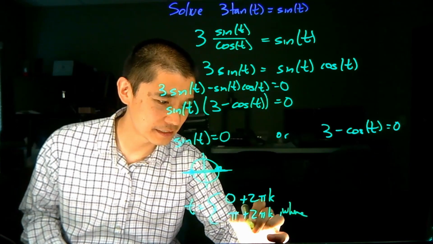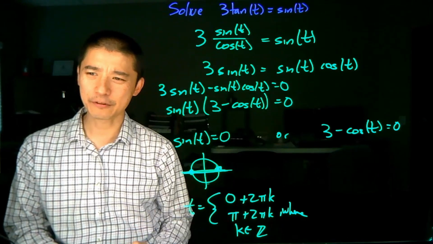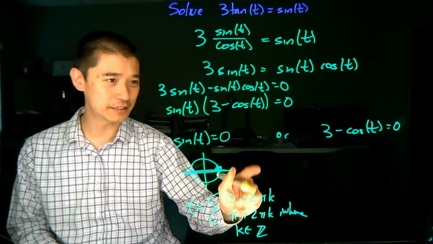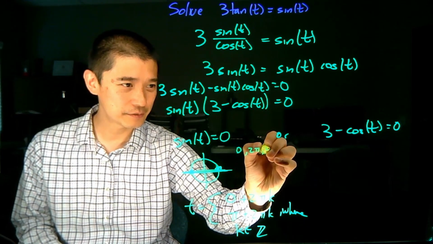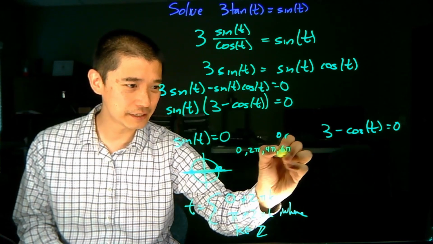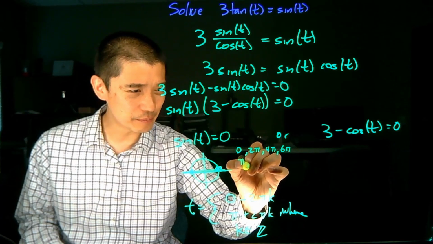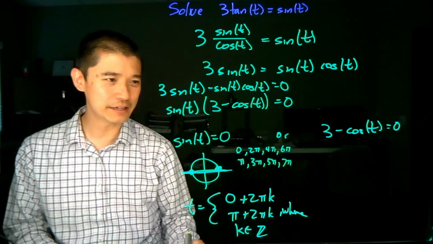Where k is an integer. Now the book will sometimes simplify this just so that you're aware, because if you actually take a look at these values, I'm going to squeeze that in right up here. 0, 2 pi, 4 pi, 6 pi. That's from this top one. From the lower one, you get pi, 3 pi, 5 pi, and 7 pi.